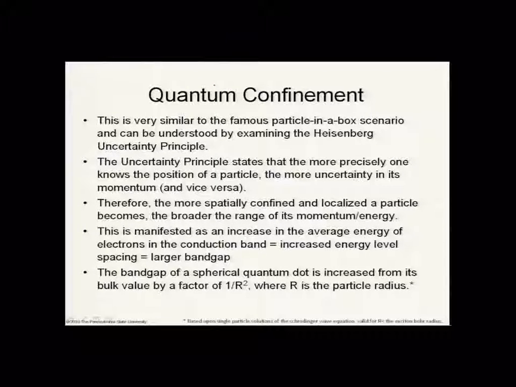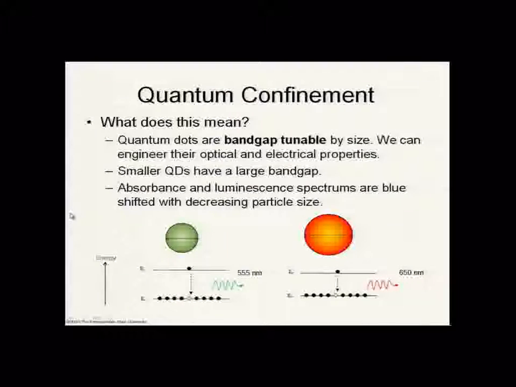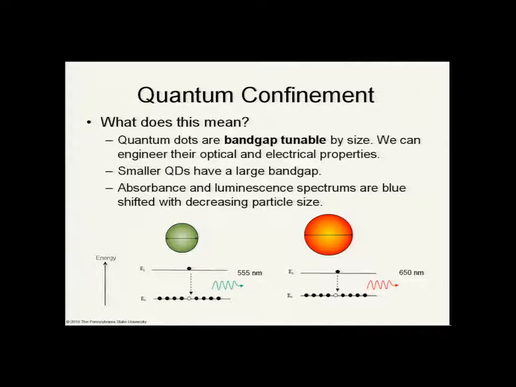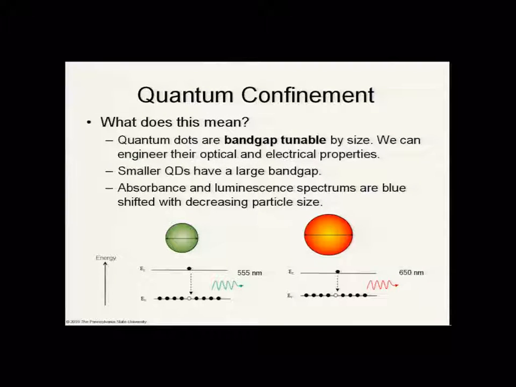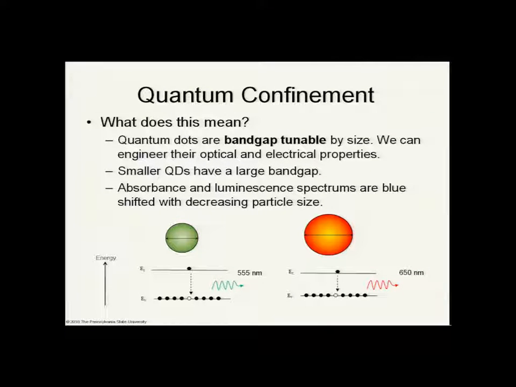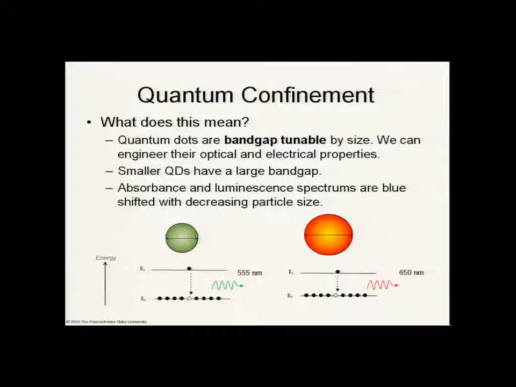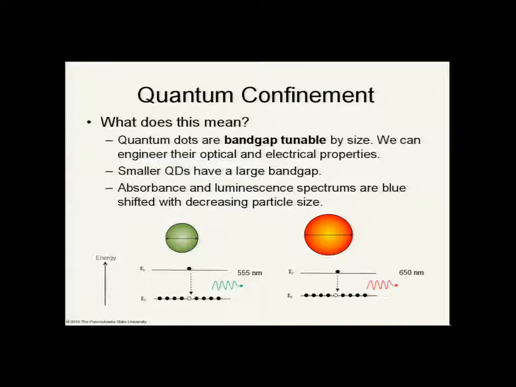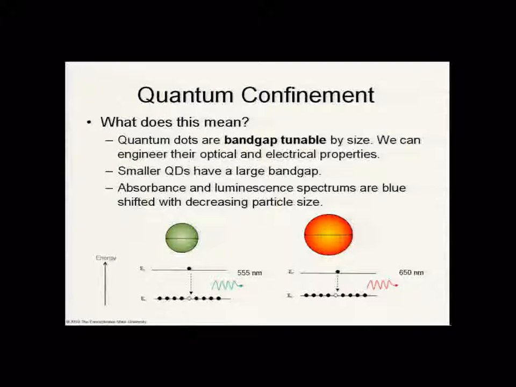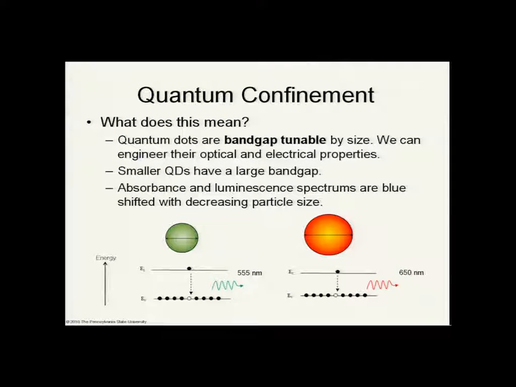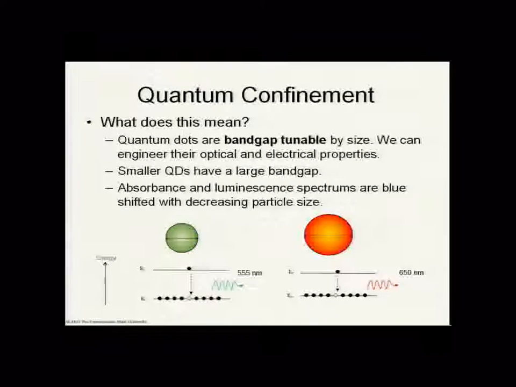The band gap of a spherical quantum dot is increased from its bulk value by a factor of 1 over r squared, where r is the particle radius. So quantum confinement, what does this mean? Quantum dots are band gap tunable by size. We can engineer their optical and electrical properties, thus, by creating different size quantum dots. Smaller quantum dots will have a larger band gap, while larger ones will have a smaller band gap. Also, absorbance and luminescence spectra will be blue shifted with decreasing particle size.